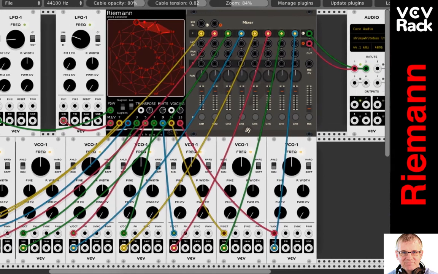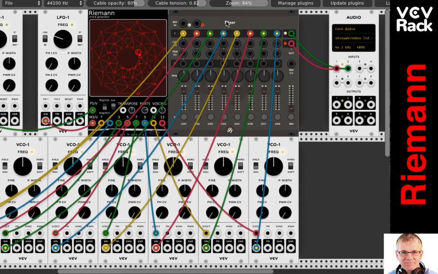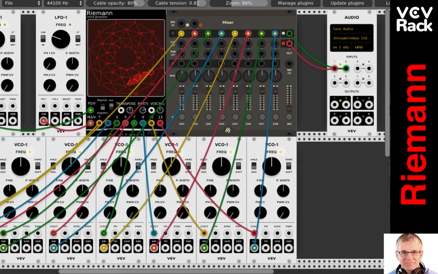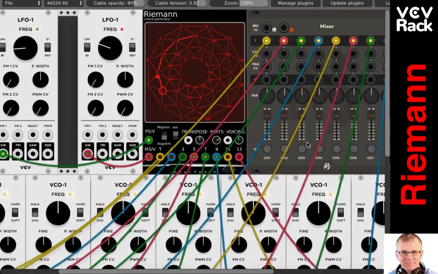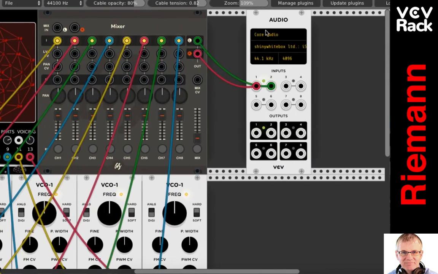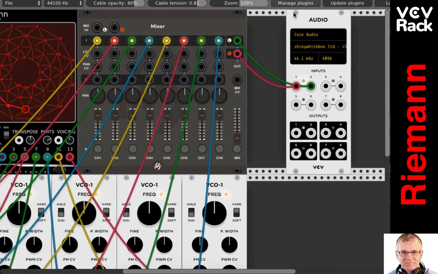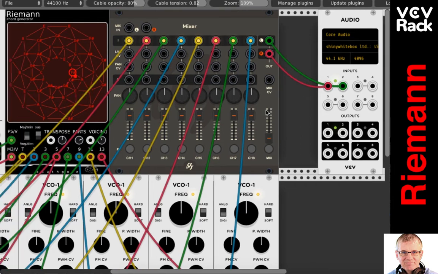Now I'm using the newest version of VCV Rack. It's version 0.6.0, and at the time of shooting this, that's the latest version. It just came out a few days ago. So there are some changes. For example, you can see here in my audio interface that this is a change to what it was before. So there are some changes here and there. You'll notice how it manages plugins is different as well, but we might get into that in another tutorial. But right now we're just going to talk about the Riemann module.